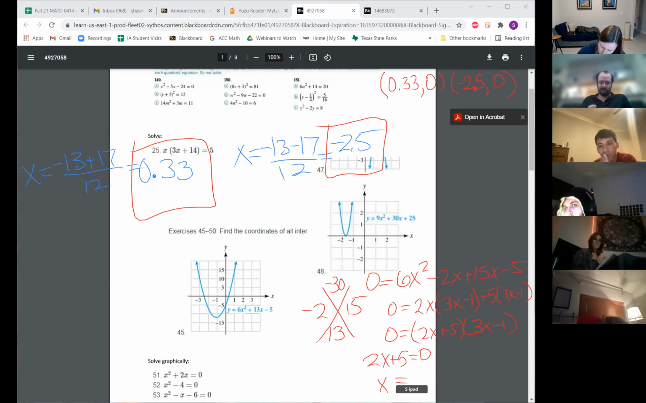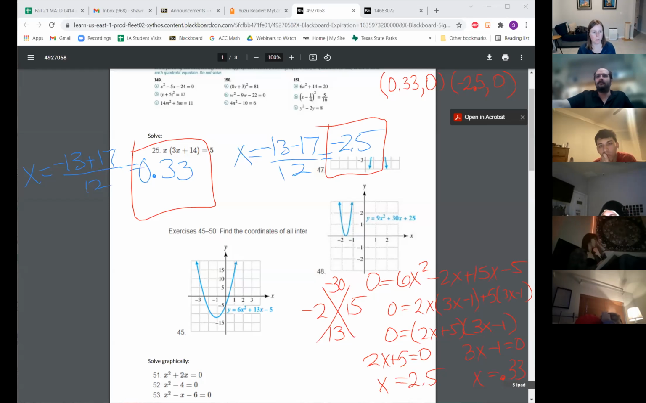So x equals, that gives you 2.5 as well. And then 3x minus 1 equals 0. That also gives you x equals 1/3, which is the same thing as 0.33333. Okay, so we're getting the same answers. Oh, I forgot my negative on this one. Negative. Okay, thank you. So whether you did it with factoring or quadratic formula, you have the same thing.